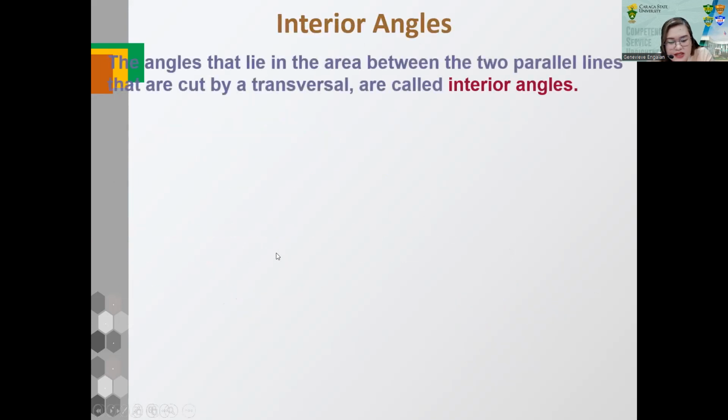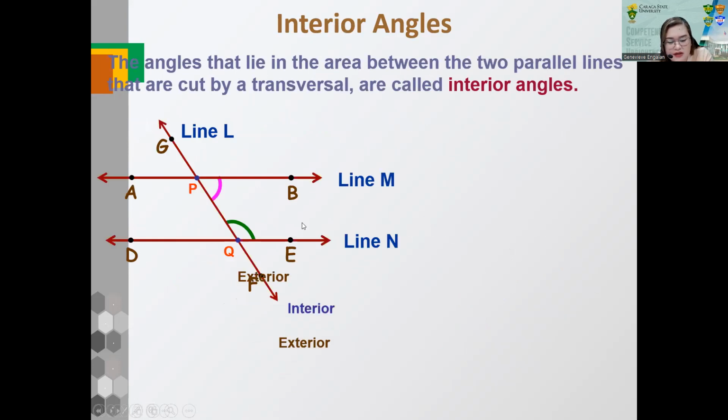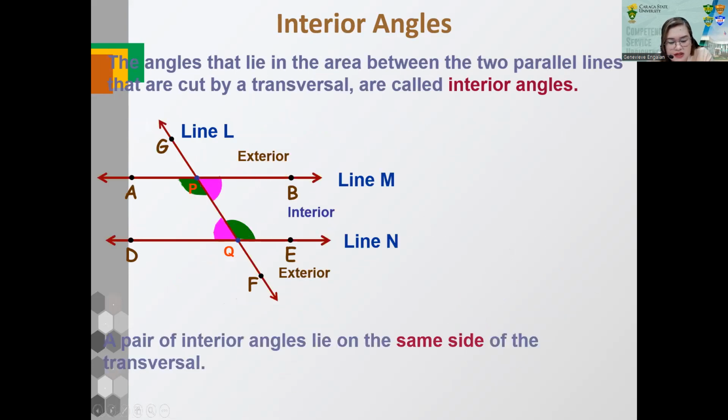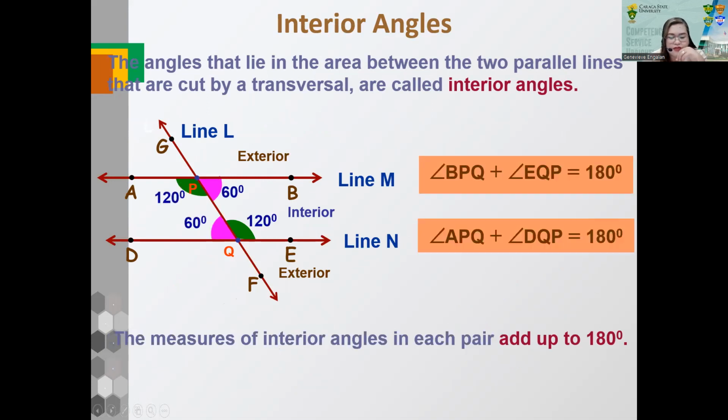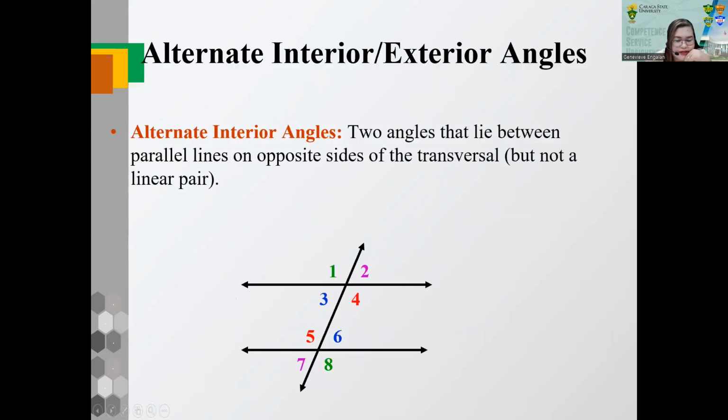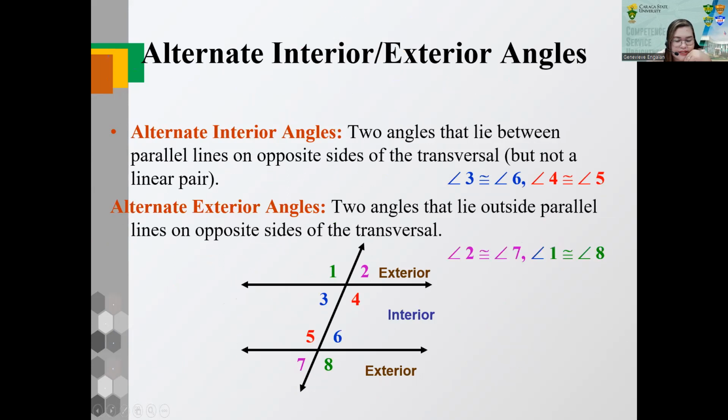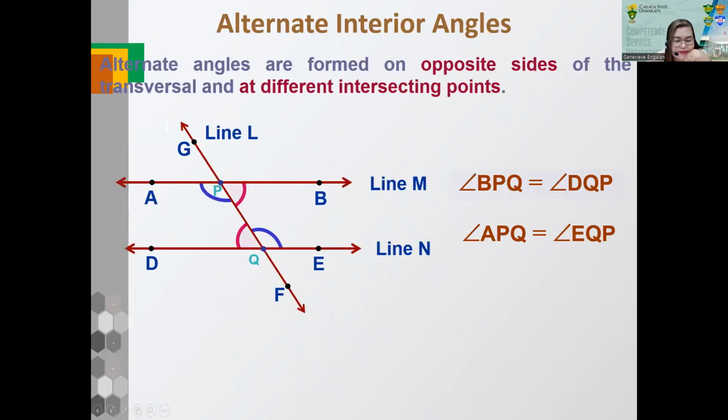Okay, interior angles that lie in the area between two parallel lines that are cut by a transversal line are called interior angles. Okay, klaro naman tana, no? So let's have alternate interior angles, alternate exterior angles.